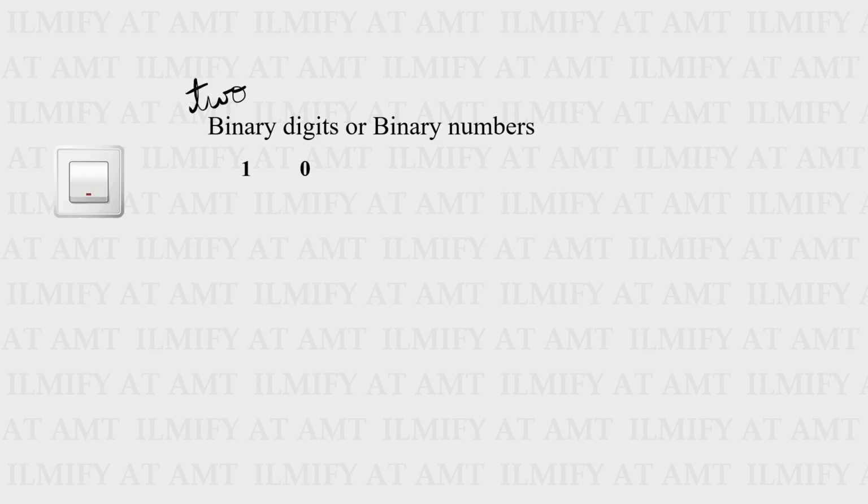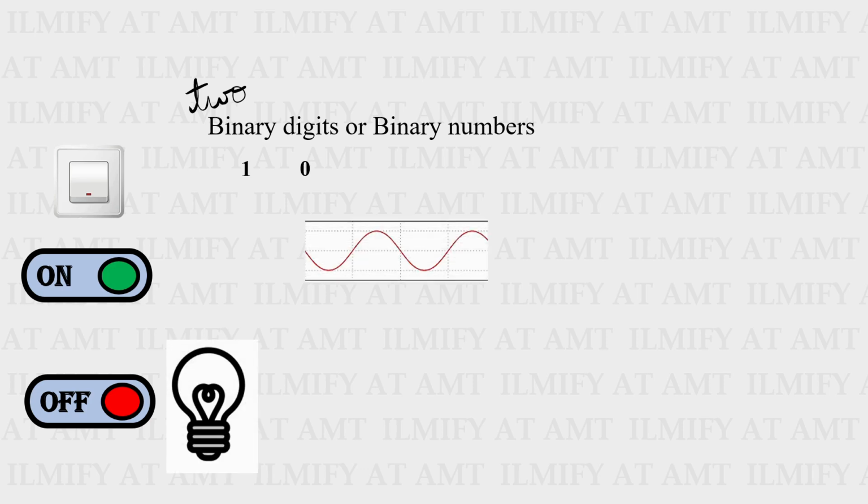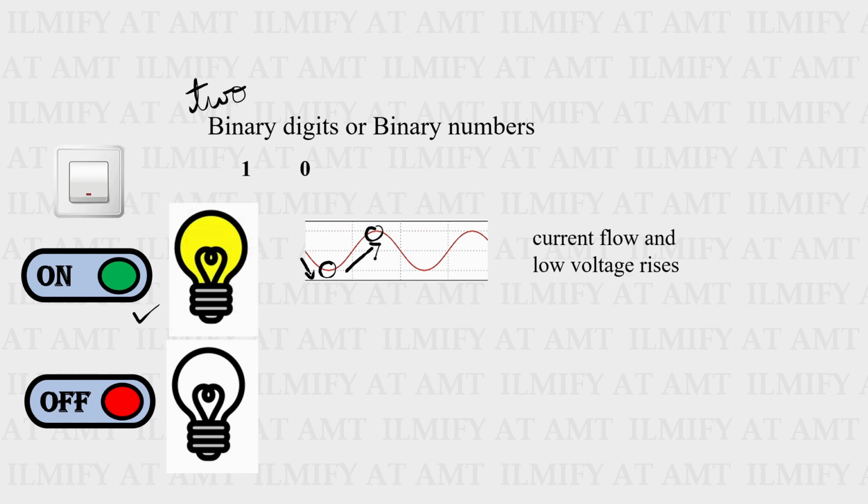Imagine a switch. It can have only two states, off state and on state. If the switch is for a bulb, we know the bulb won't glow when the switch is off. If we try to represent it through a sine waveform, we can say there is no current flow because the switch is off. Voltage across the bulb will be 0. But if we turn on the switch, the current flows and the bulb glows. The voltage rises to a certain value as well.